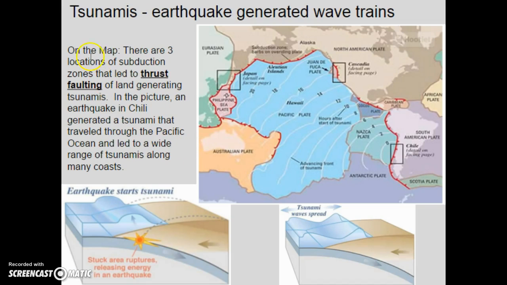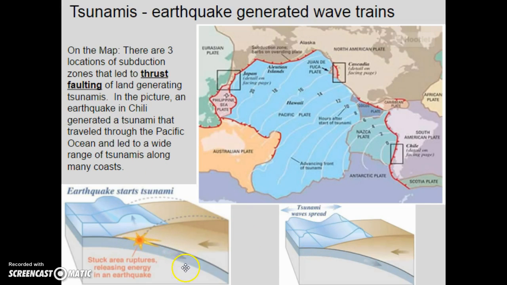So when we look here, on this map, we can look at 3 locations where we find thrust faulting. These are locations that have generated tsunamis in the last several, let's just say 50 years. These are called thrust faults generating the tsunamis. In the picture, an earthquake in Chile generated a tsunami that traveled through the Pacific Ocean and led to a wide range of tsunamis along many coasts.